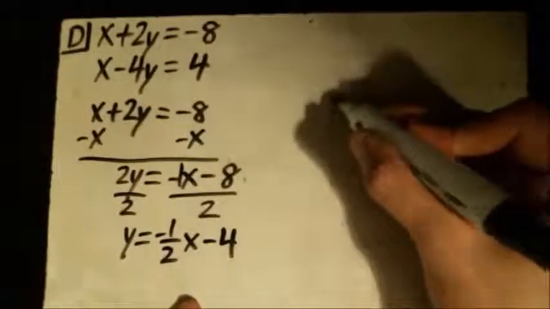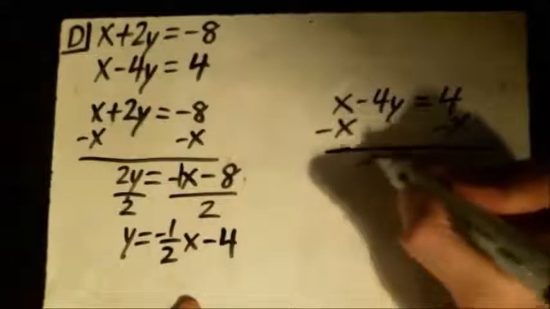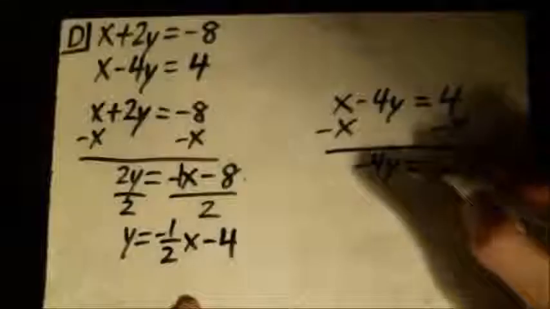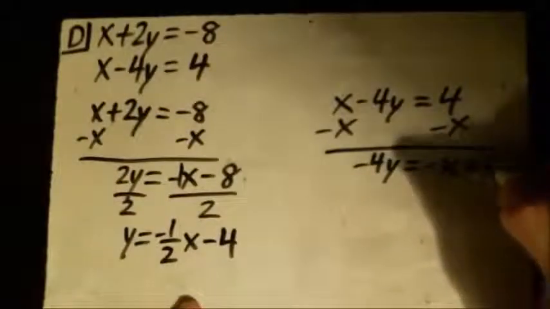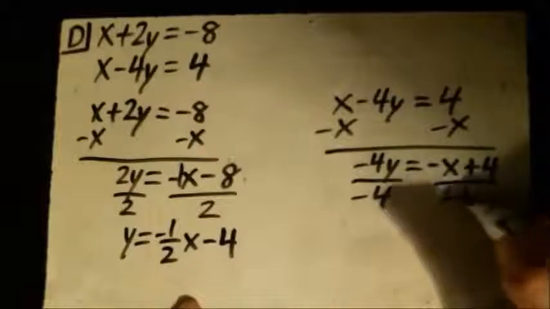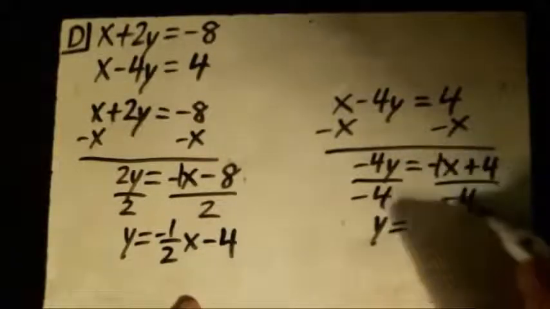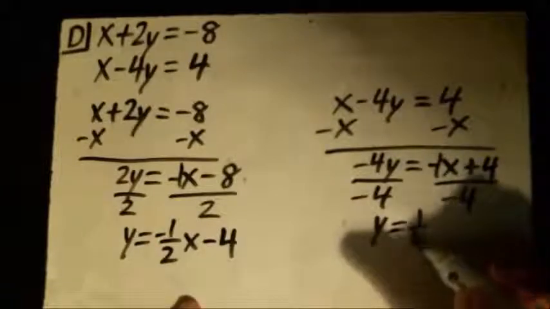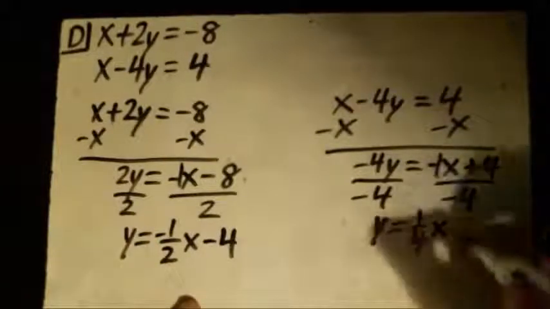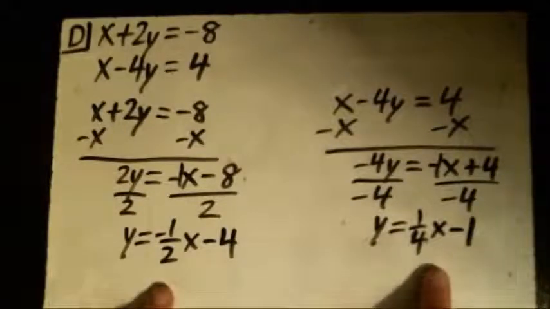And for my second line, x minus 4y equals 4, I'm going to subtract x from both sides. So I end up with negative 4y equals negative x plus 4. And then divide both sides by a negative 4 to get the y by itself. So y equals negative 1 over negative 4 would be positive 1/4 x. And then 4 divided by negative 4 would be negative 1. So my two lines are right here.